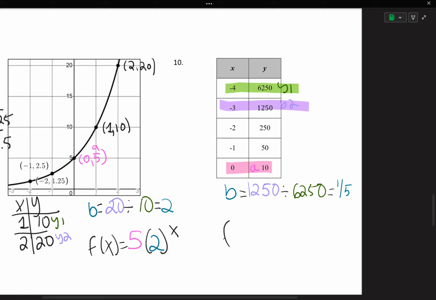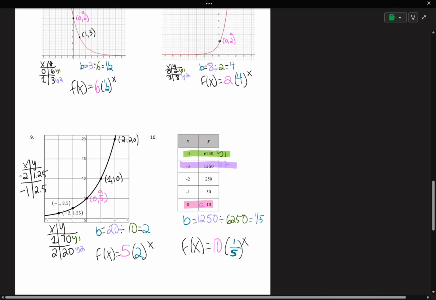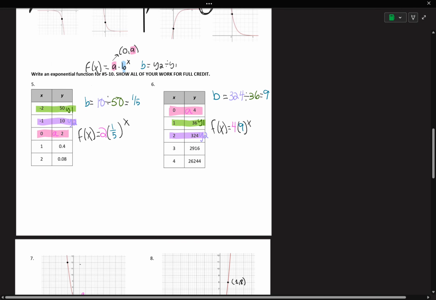So our function is 10 times 1/5 to the power of x. I don't like how I wrote that. I'm going to try again. Beautiful. All right. So that was all about those exponential functions.